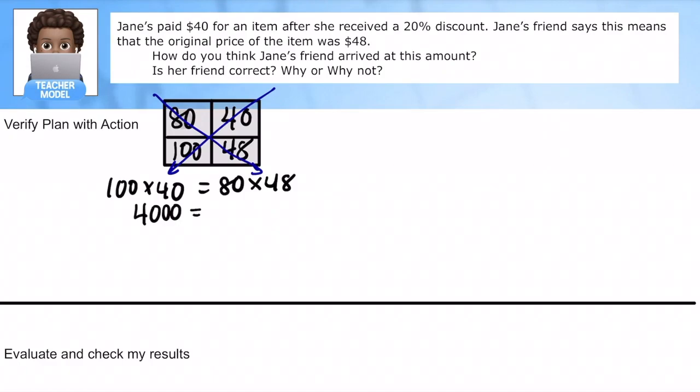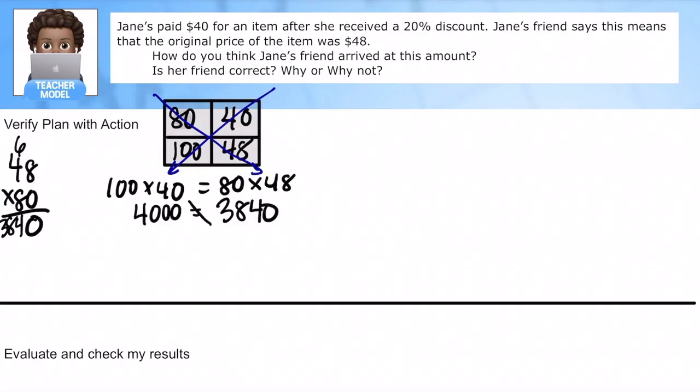I'm going to do my math here on the side. 48 times 80. Notice I'm putting the 80 on the bottom for a reason. It's so that I only have to multiply 1 digit by 2. 8 times 8 is 64. 8 times 4 is 32, plus 6 is 38. Okay, so is 4,000 equal to 3,840? No. No, it is not.